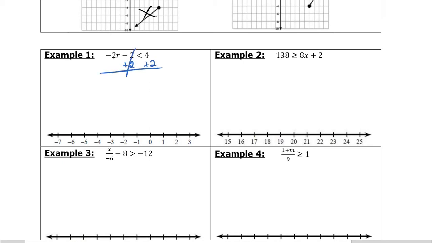That indeed cancels it out, so we're left with -2r. The inequality is still facing the same way. 4 plus 2 is 6. Now is the second step.